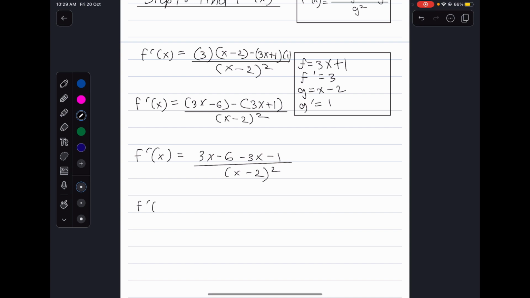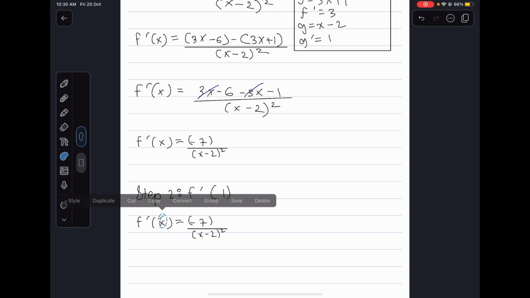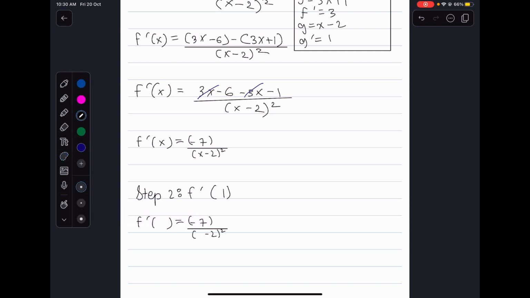So now we can add the like terms in the numerator. It's 0, we don't need to write it, and negative 6 minus 1 is negative 7, and the denominator remains as is. This equation will go over here. Wherever it says x, we have to write 1. f prime of 1 is equal to negative 7.